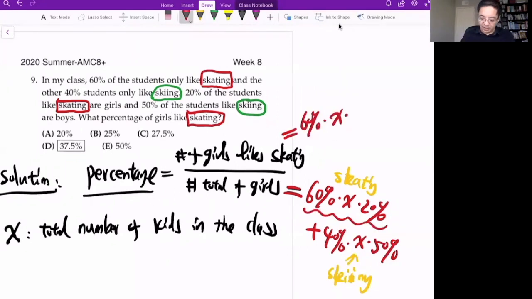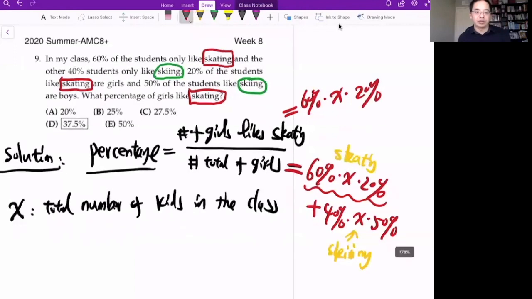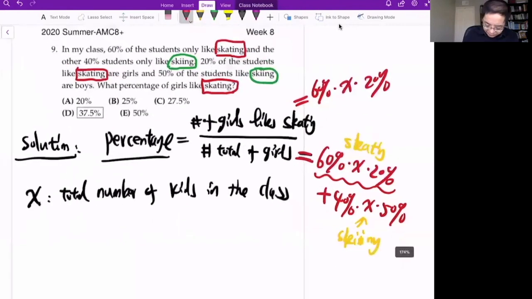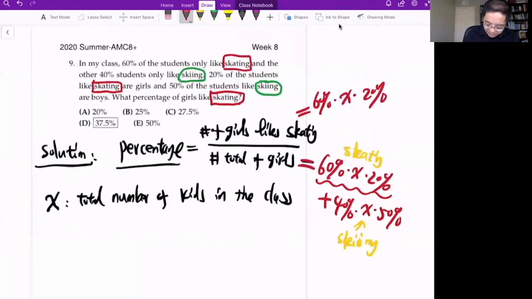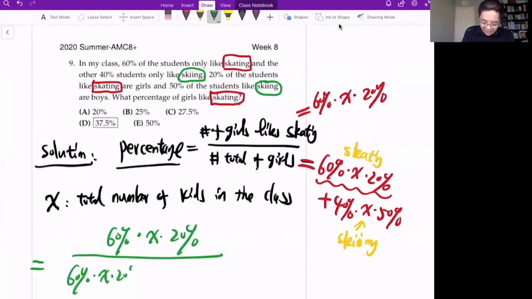If we combine this information and put it into a fraction, we have 60% times X times 20% on top, and at the bottom 60% times X times 20%, plus the skiing part, 40% times X times 50%.